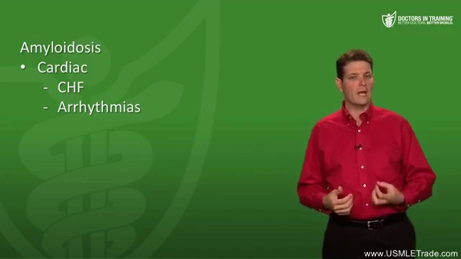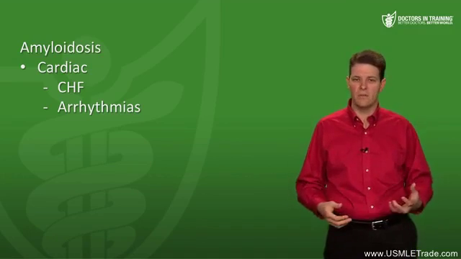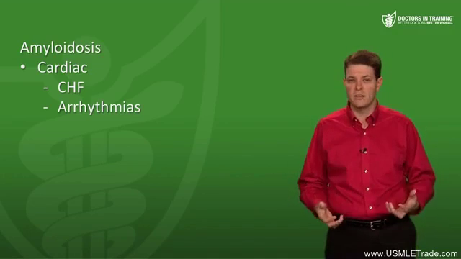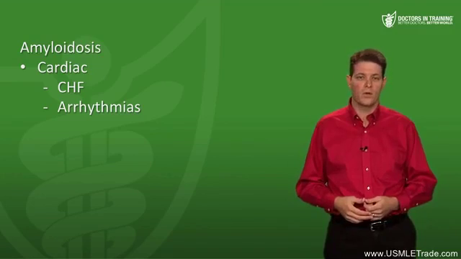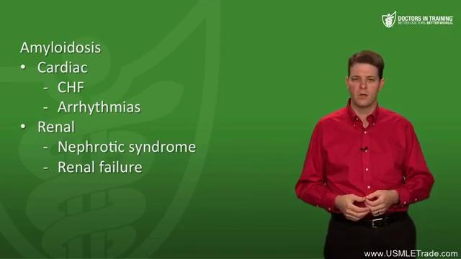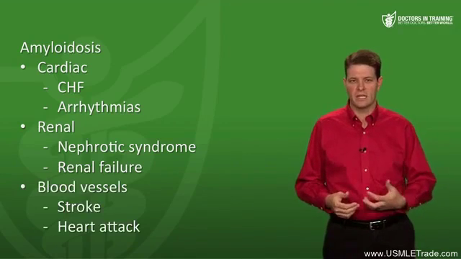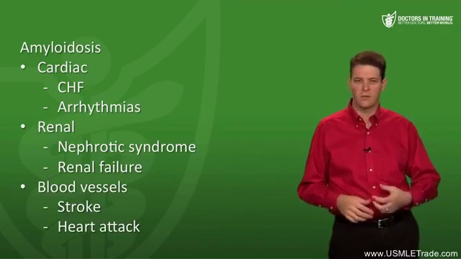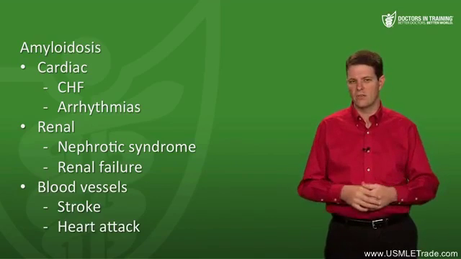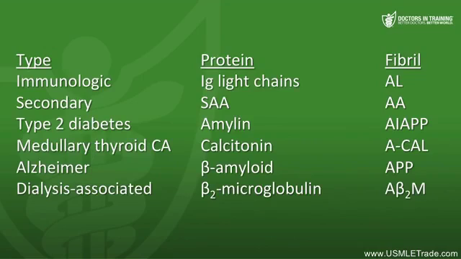So if you had cardiac amyloidosis, that might cause thickening of the heart muscle and lead to CHF, or it might interrupt the conduction system and cause some arrhythmias. Or if you had renal amyloidosis, that might cause nephrotic syndrome and renal failure. Or you can see deposition of amyloid in the walls of blood vessels, and that can lead to strokes and heart attacks. So there are lots of different clinical presentations for amyloidosis. Let's look at some of the different types of proteins that could cause amyloidosis. Now, this isn't very high yield, but it is fair game.